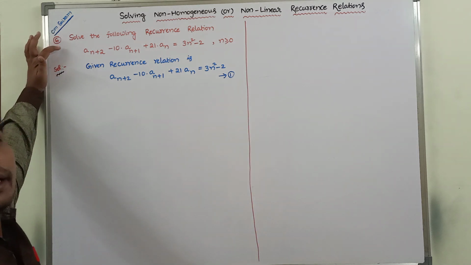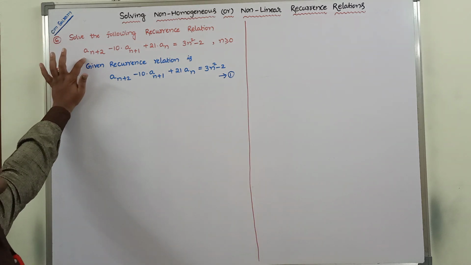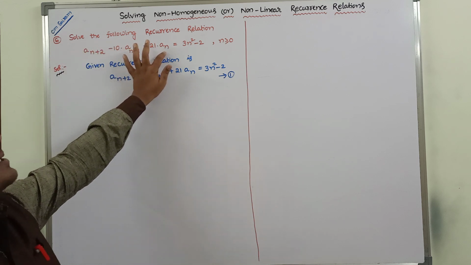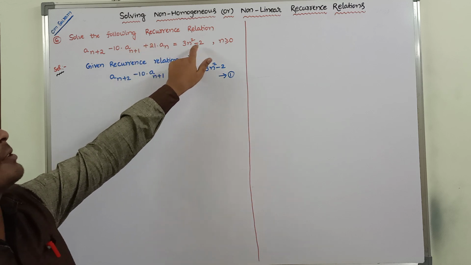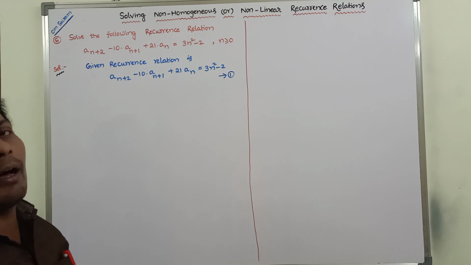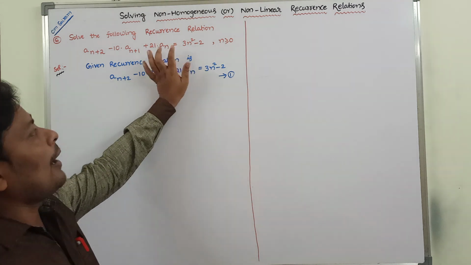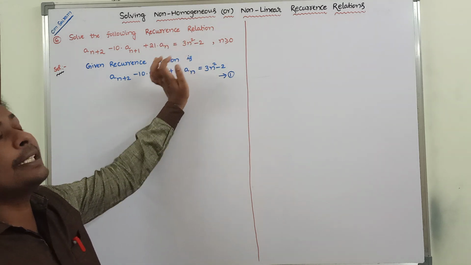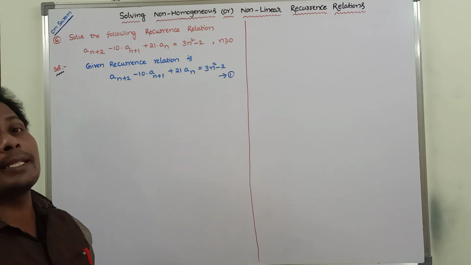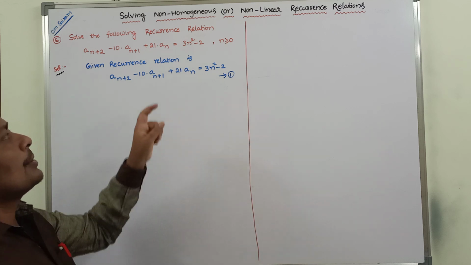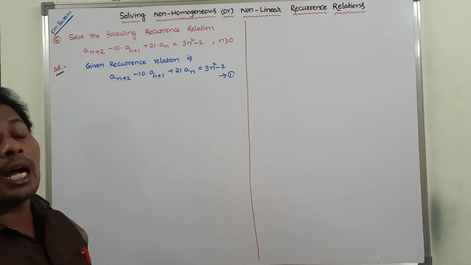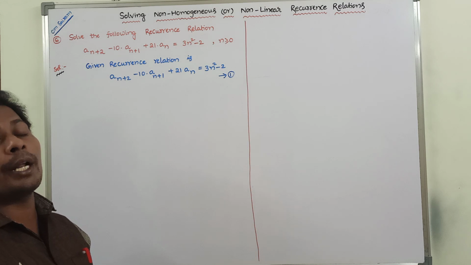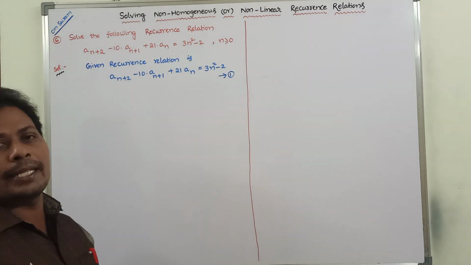Solve the following recurrence relation. A suffix n plus 2 minus 10 into A suffix n plus 1 plus 21 into A suffix n is equal to 3n square minus 2 for n greater than or equal to 0. Whatever is after the equal sign is f of n. Here f of n is not equal to 0, hence we can say that it is a non-linear or non-homogeneous recurrence relation.